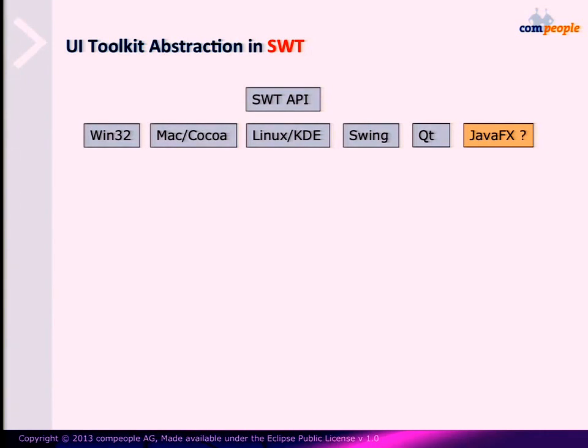SWT for me is this widget layer, which already has many implementations for Windows, for Mac, for Linux, but it also has implementations for different toolkits. So it has one for Swing. We did one for Qt, and I know that Tom Schindler is already working on one for JavaFX. So you could just replace the SWT that you have with the SWT that renders into JavaFX, and you don't have to change anything.